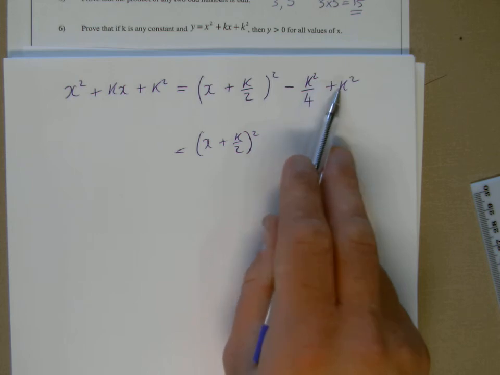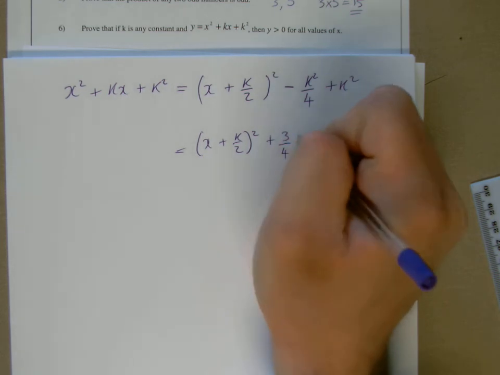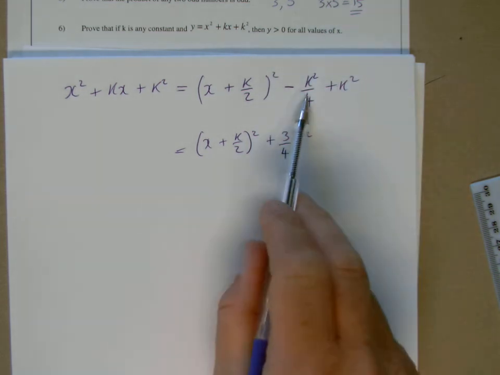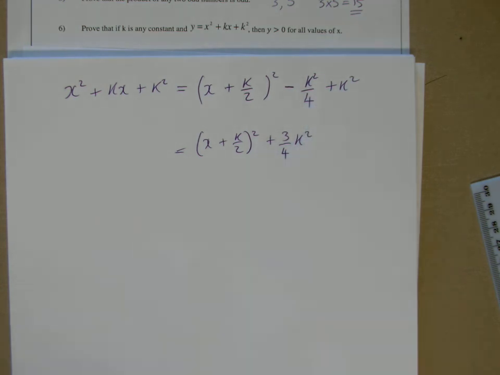Well, this is like minus a quarter plus 1. So if you've got 1 there, and then you've taken away a quarter, that just becomes 3/4 k squared. Because you start off with minus a quarter, if you add a whole, use your calculator, minus a quarter add a whole, you get 3/4 k squared.